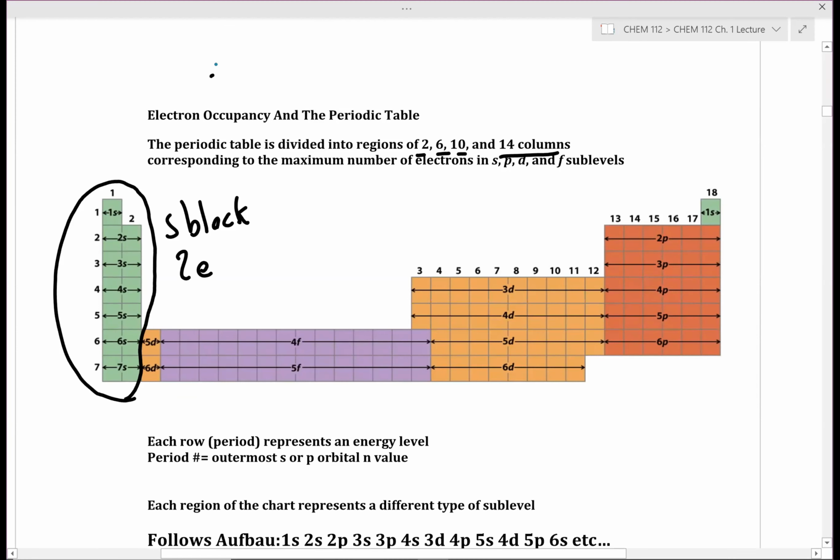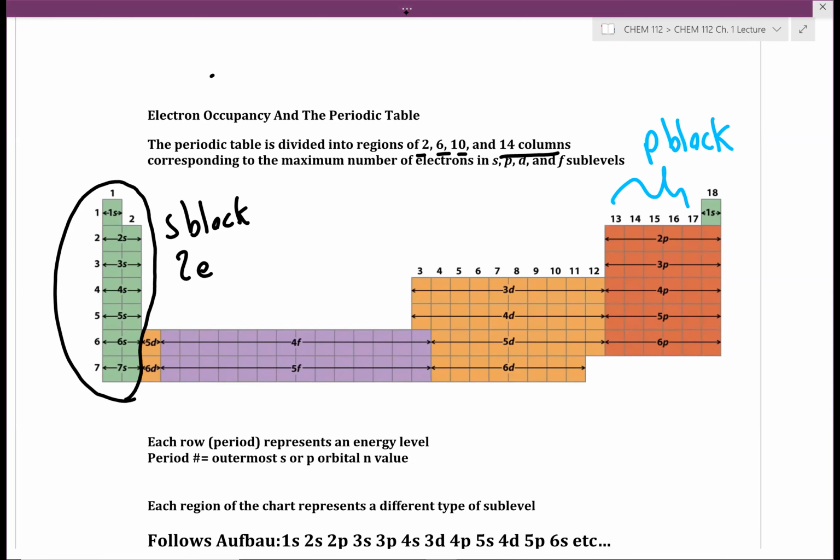We see a region on the right-hand side of the periodic table that contains a total of 6 elements. How many total electrons can we fit in a p block? 6. Yeah. So this region of 6 elements is the p block. These are the elements in which you are filling the p orbitals. And the reason why we have a maximum of 6 in the p block is the p orbitals hold a maximum of 6 electrons.